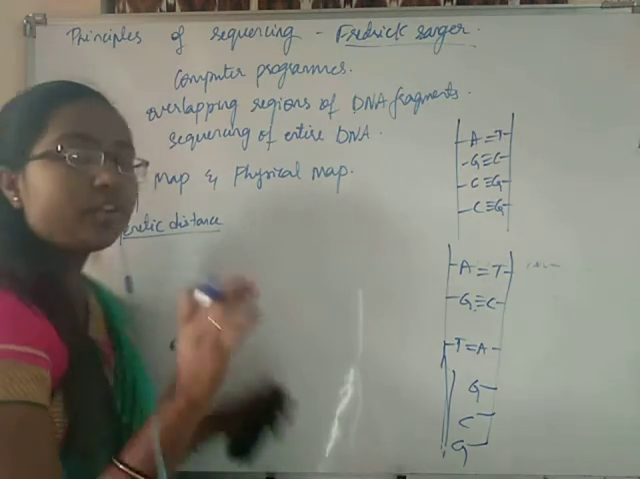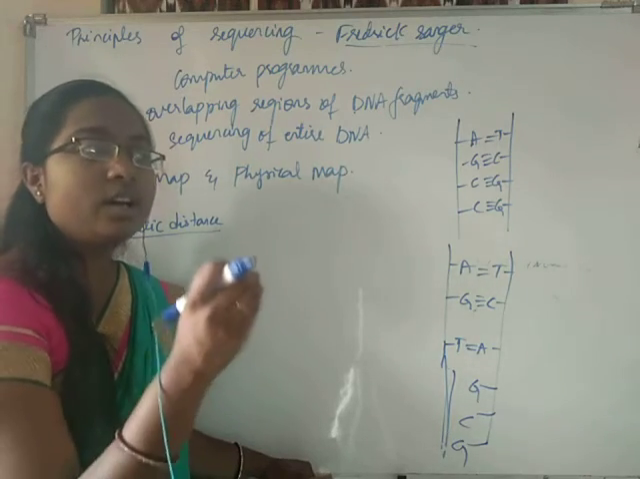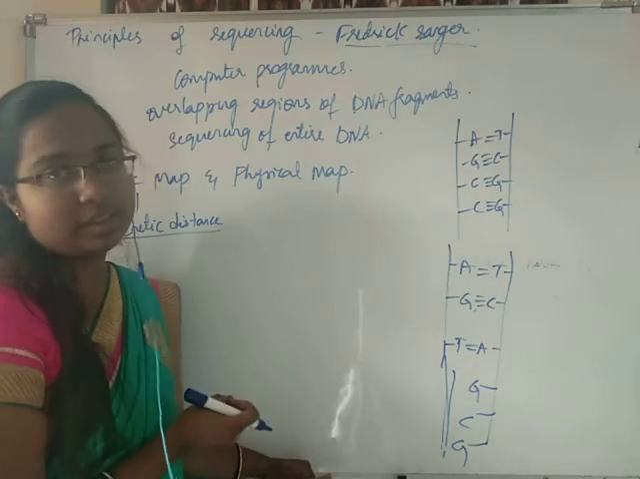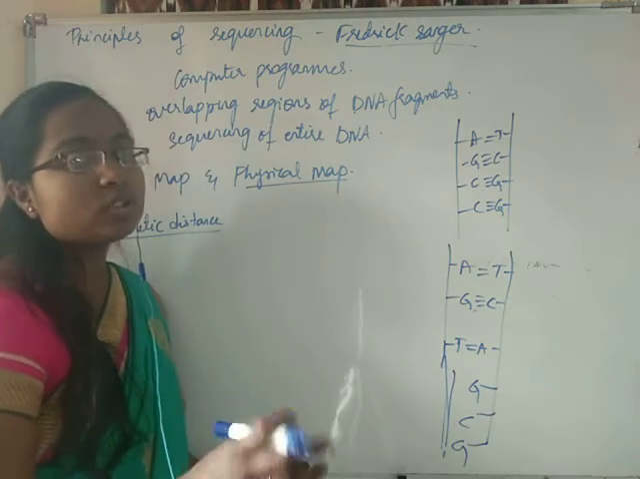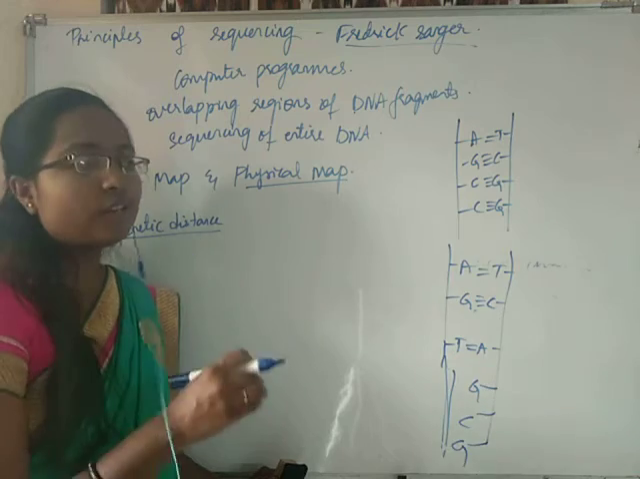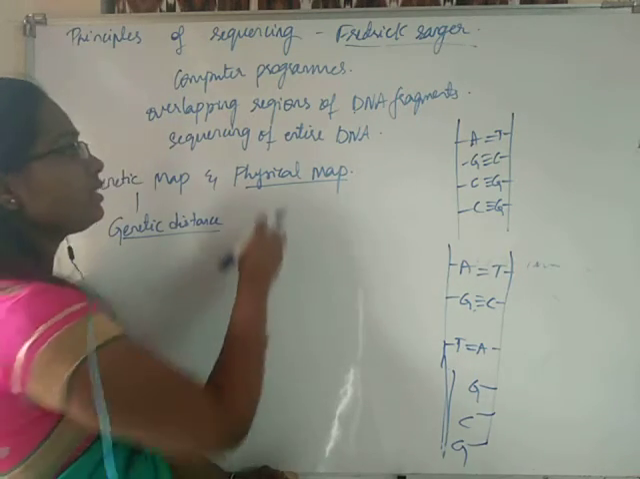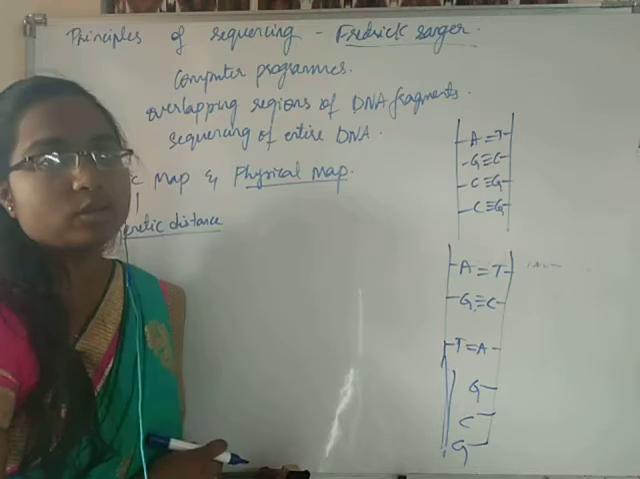That means it is not related to the physical distance between the genes. It is related to the association of the functions between the genes. And physical maps mean how closely or how far they are located to each other. How close or how far they are located with each other, that is the physical map. So identifying the genetic map and physical map was the next task.